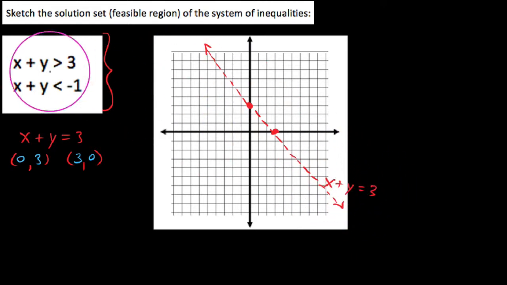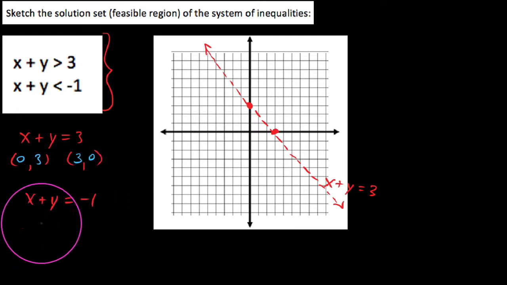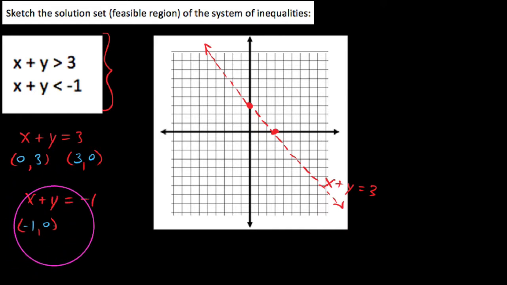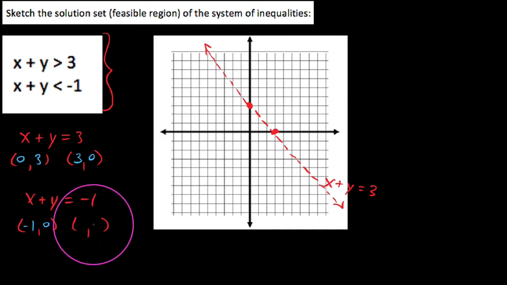So here's our graph. We'll take a look at the second constraint, that is x plus y is less than negative 1. So x plus y equals negative 1 would be the graph. We'll graph first here. If I plug in 0 for y, I get negative 1 for my x value, and plugging in 0 for x, we get y is negative 1 as well. So we get our intercepts here, negative 1 comma 0, and then 0 comma negative 1.